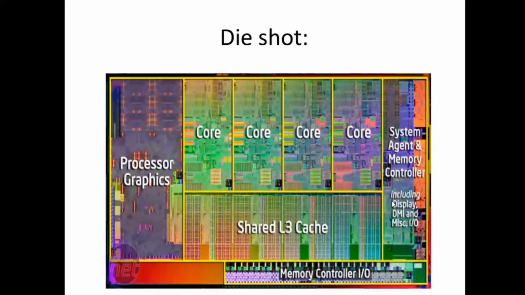This is the die photo of the second generation processor. See the various cores, shared cache, and the graphic processor included in the die.